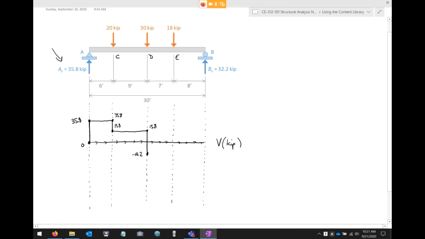All right. Same story. Keep on moving over. Now I'm at negative 14.2. I drop down to what? Negative 32.2. There you go. Move over to negative 32.2. And then what? Jump back up to 0. Exactly right.